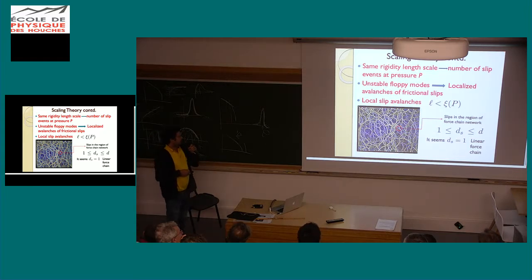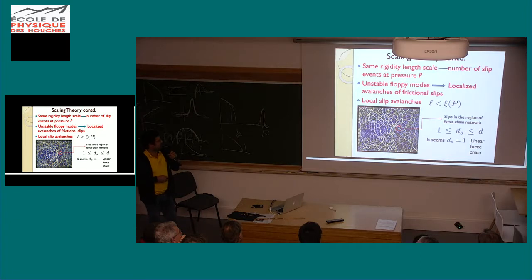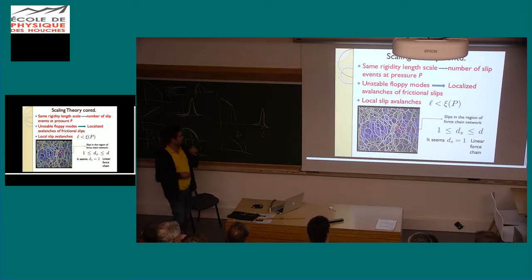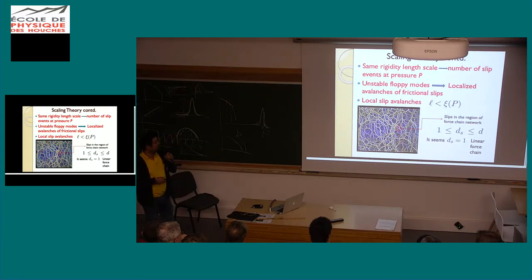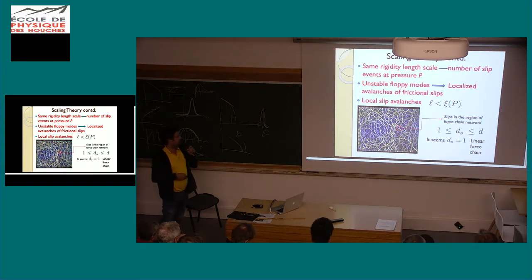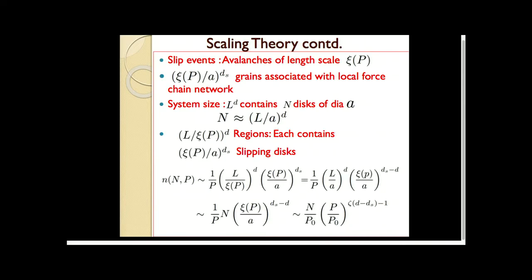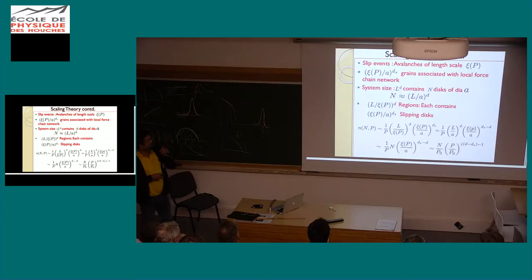As you can see from the picture, if this force chain network reorganizes, if you decompress the system, then most likely the places where the slips will take place are along these force chains. And clearly you can see the dimension of the force chain obeys this: it is between 1 and the Euclidean dimension, which is 2 for our case. It seems that for the uniaxial compression protocol, the linear force chains dominate, and we took the dimension of the backbone of the force chain to be 1. So slip events are considered to be avalanches of length scale xi, which is pressure dependent.